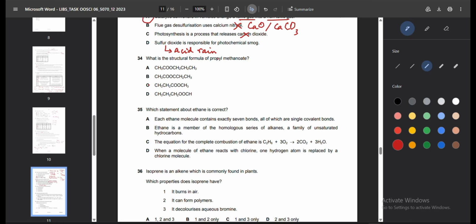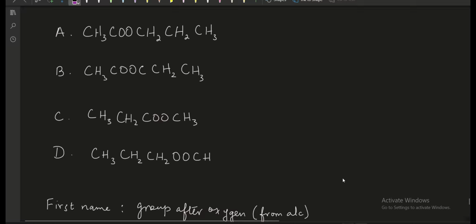Okay, question number 34. What is the structural formula of propyl methanoate? Propyl methanoate. So it is an ester. An ester has two parts in it. You can see from its name, propyl methanoate. Alright, so A, B, C, D options are given and we need to draw the structures.